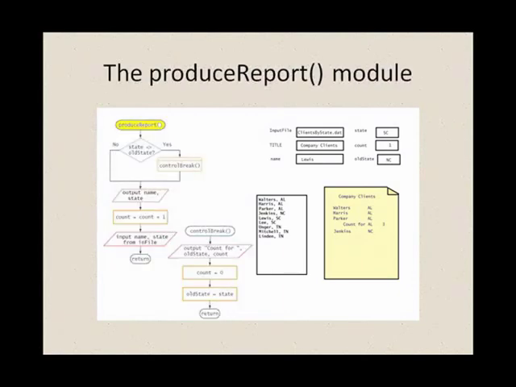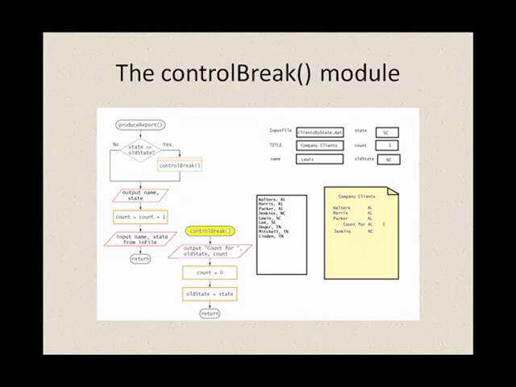When you get back into produceReport, you compare state to old state. They're different again. State is South Carolina and old state is North Carolina. So it's time for another controlBreak. In the controlBreak module, you output the count for the old state. The count for North Carolina is just 1. Then count is set to 0 for the new state, and old state is updated to be equal to South Carolina. You then can return from the controlBreak module.